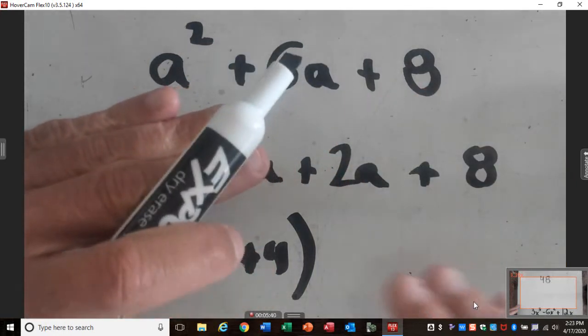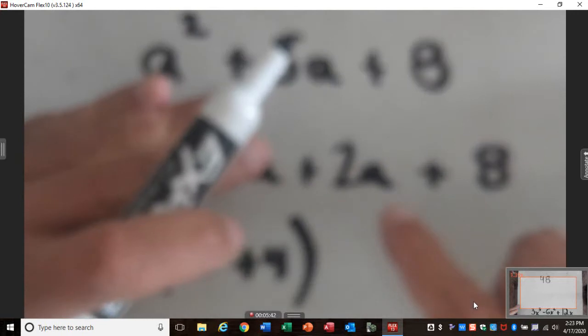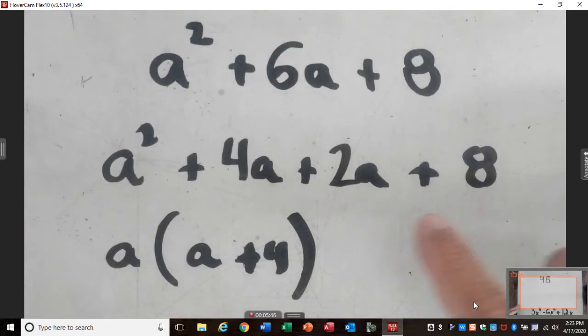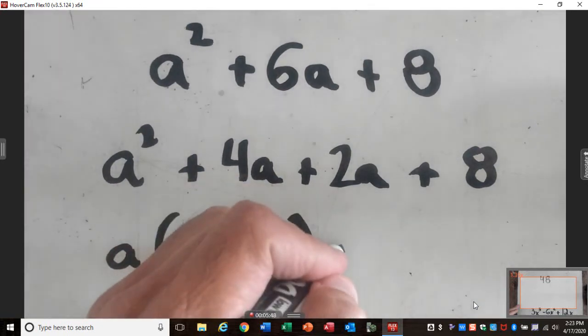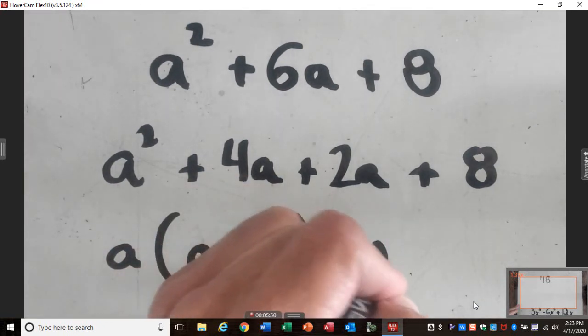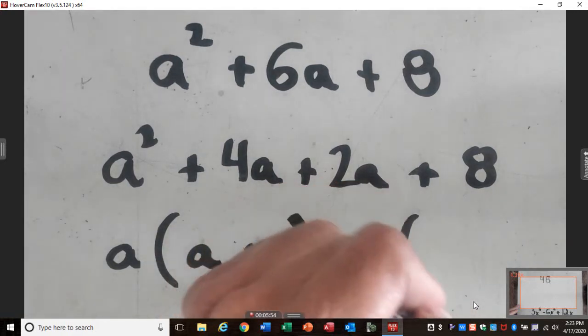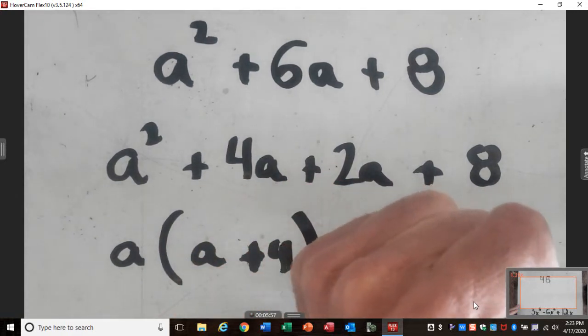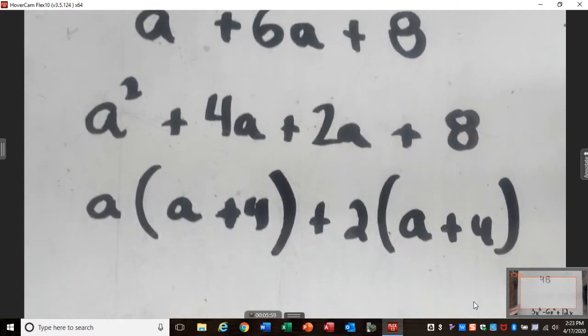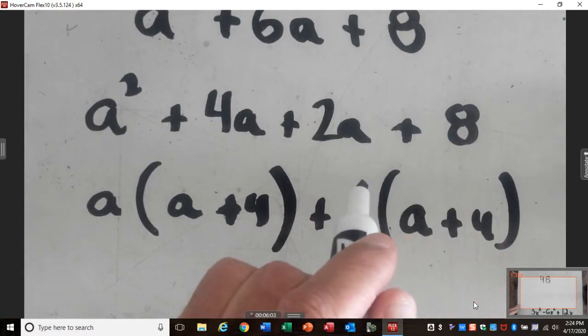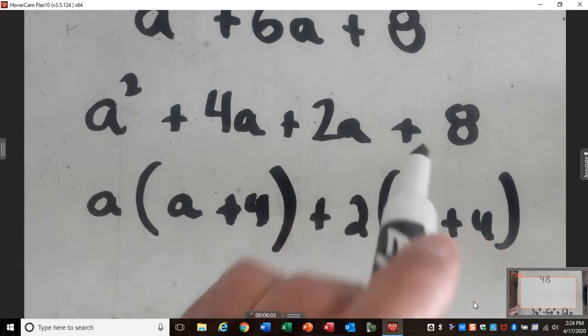Now that's done. Now we're going to do this one. We're going to factor out what's common here. Well, what's common here is a 2. So we're going to factor out a 2. So we'll go plus 2. And remember, you can't pull an A out because there's no A here. We're going to divide by 2. And we're going to get A plus 4. And you can check this. If you just distribute, you get 2A plus 8. See? 2 times A, 2A plus 8.